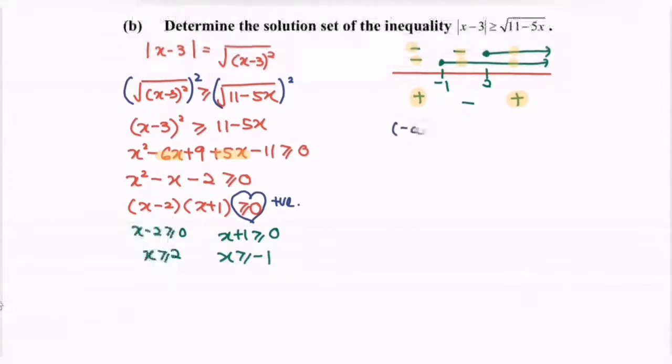Infinity until -1, union from the 2 until positive infinity. Kindly take note of the situation, determine the solution set. So meaning that we have to express our answer in a solution set. So where we have this one is interval form.